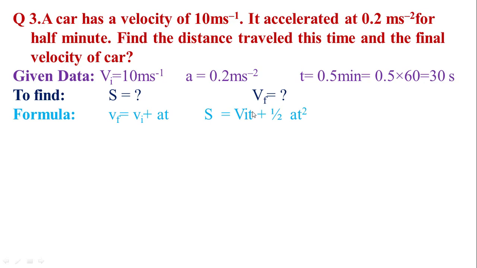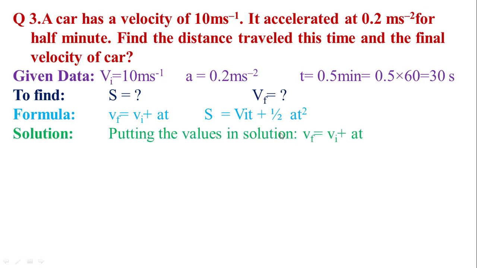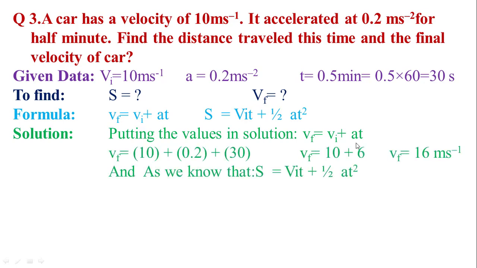So we use the formula, first equation of motion Vf is equal to Vi plus At, and second equation of motion S is equal to Vit plus 1 upon 2 At square. Solution, putting the values, Vf is equal to Vi plus At, then Vf is equal to Vi 10 plus A 0.2 multiplied by 30. Here not a plus, we use multiply. So the final answer Vf is equal to 10 plus 6. Now 10 plus 6 is equal to 16. The final velocity Vf is equal to 16 meter per second.